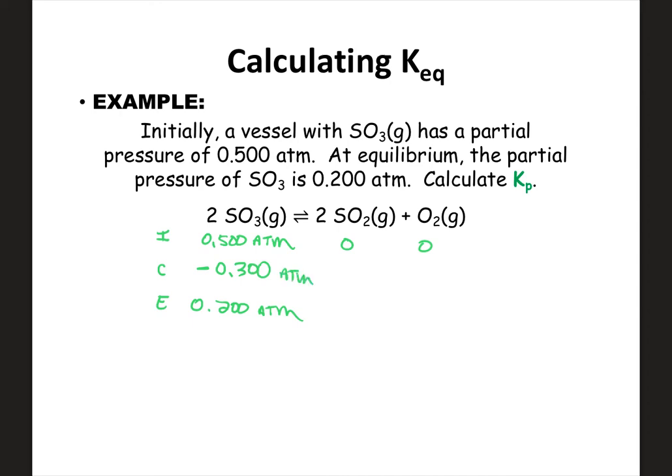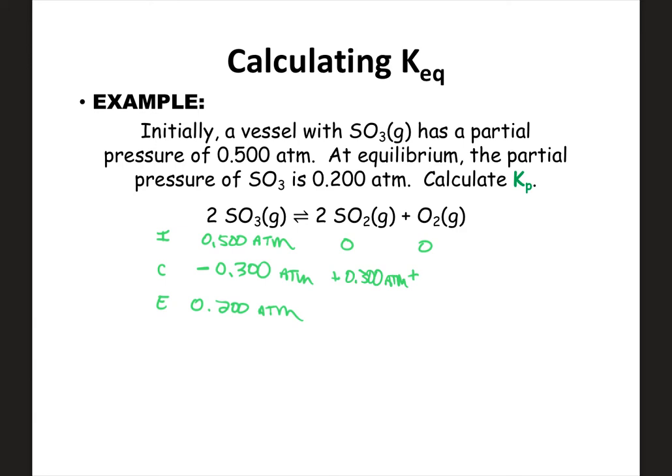All right. Now, for the change for each of my products here, I know the products in this case are going to form. So I know they're both going to be positive. I do have to pay attention to the mole ratio here. If you notice, for every 2 of the SO3 that react, there are going to be 2 of the SO2 that form, so the same amount. But there's only going to be 1 of the O2. So I need to take that into account here as I do my change. So the ratio for the SO3 and the SO2 are exactly the same. So if I lost that much SO3, I'm going to gain that exact same amount for the SO2.